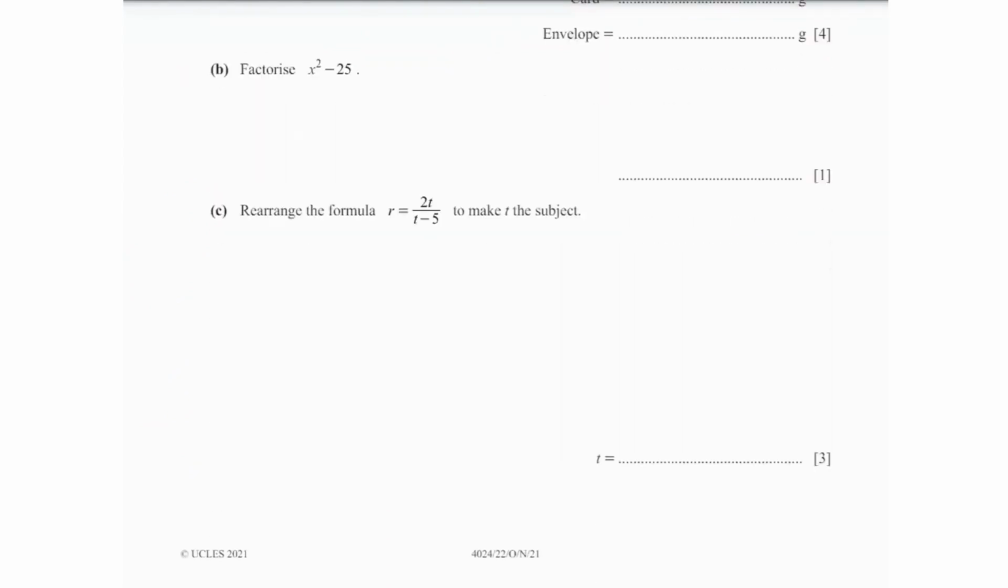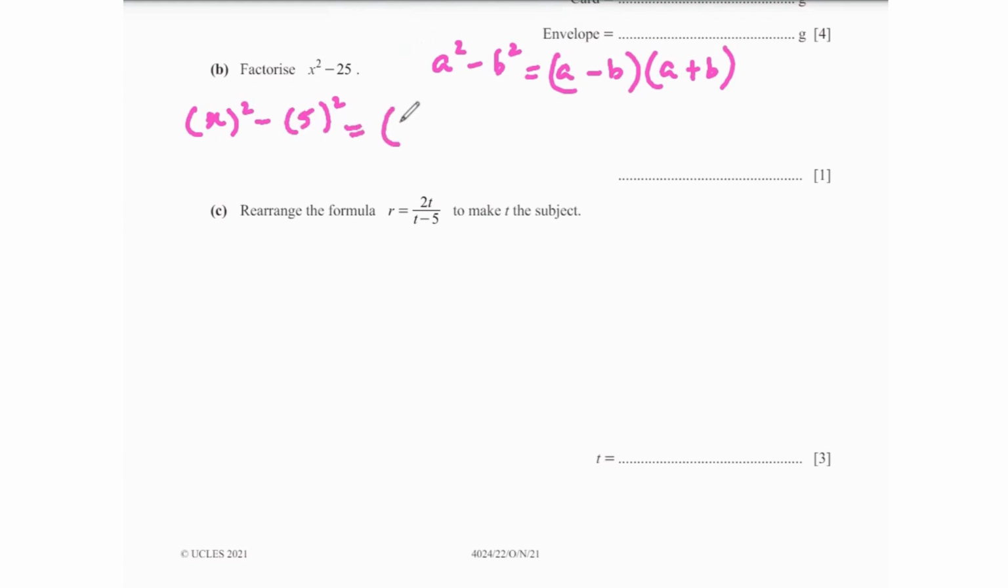Factorize x squared minus 25. Difference of perfect squares, which is a squared minus b squared, and that expands to a minus b times a plus b. A is x over here, and b is 5 over here, because 5 squared is 25. So this would expand to x minus 5 times x plus 5.